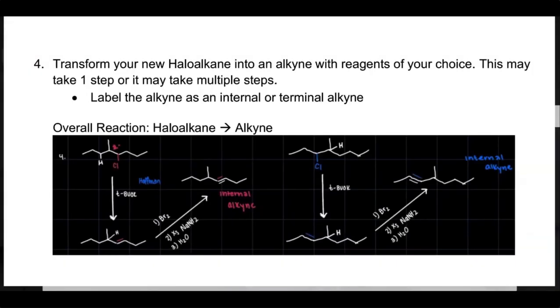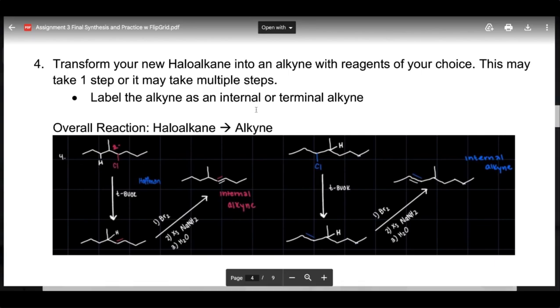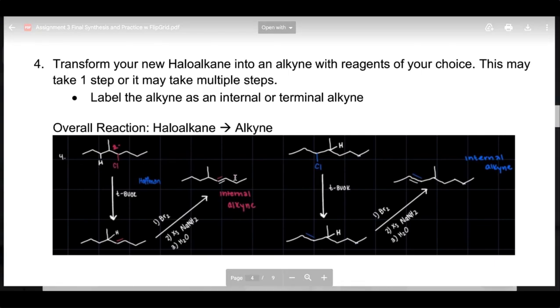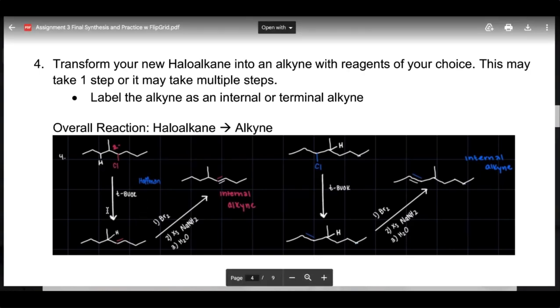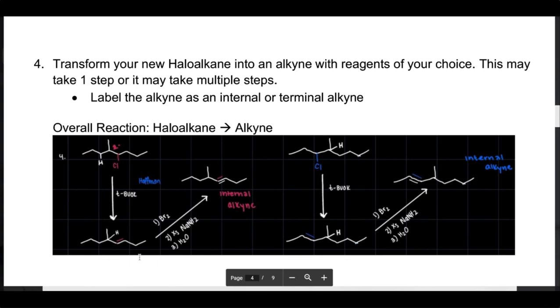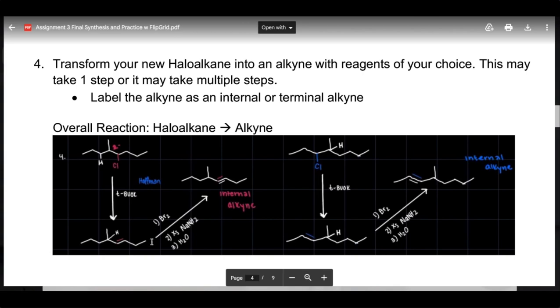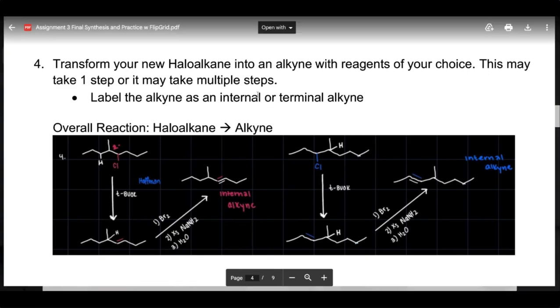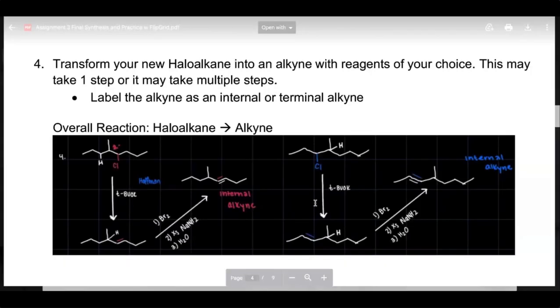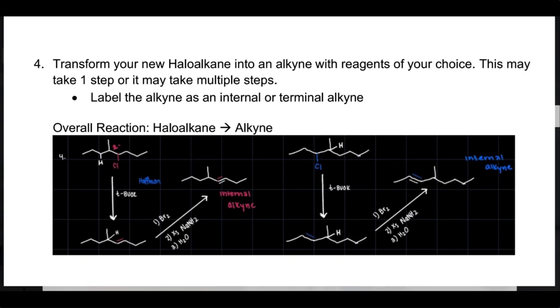From the newly formed haloalkane right here, both of them, I formed an alkyne with 3 bonds by first turning into an alkene with tert-butoxide, potassium tert-butoxide. To form an internal alkyne, I use Br2 with NaNH2 and H2O. I did this for both of my products in order to form a Hofmann product. Hofmann means it favors the least substituted side, and Zaitsev means it favors the more substituted side.